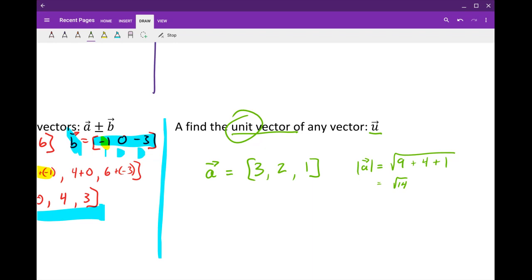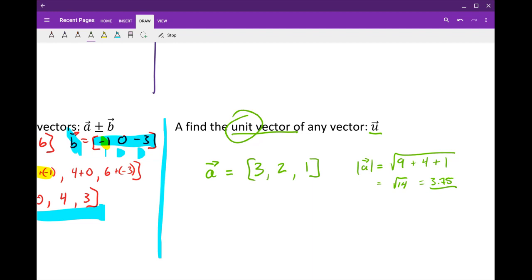Now, the problem with this vector is it's square root of 14. Well, I don't know what the square root of 14 is. Let me see, actually. 14 square rooted, square root of 14. It's around 3.75. So that's not 1 unit long. It's almost 4 units long.